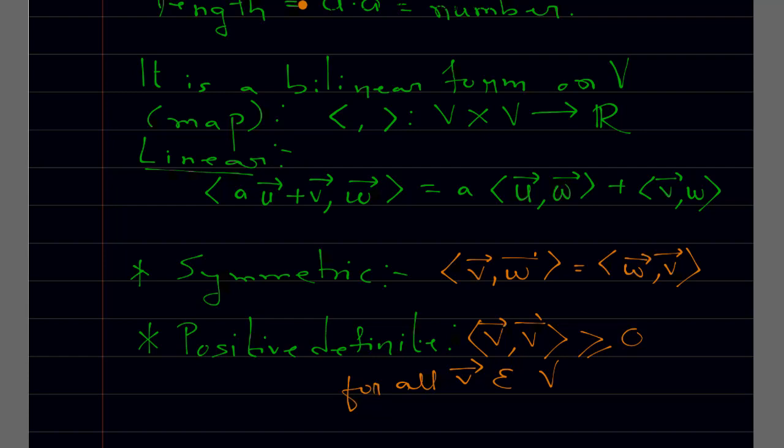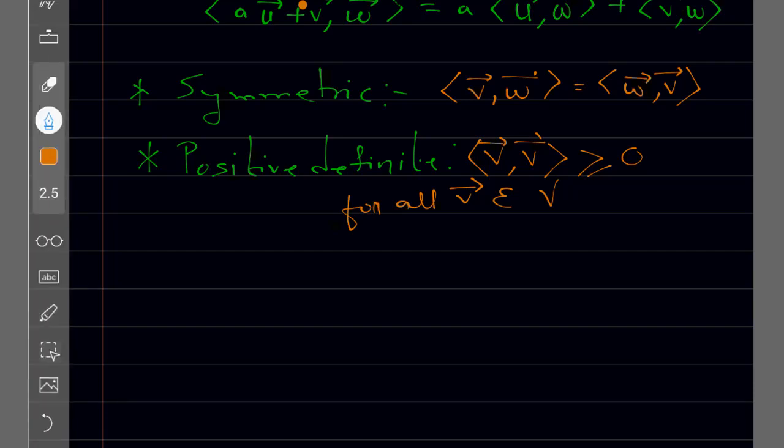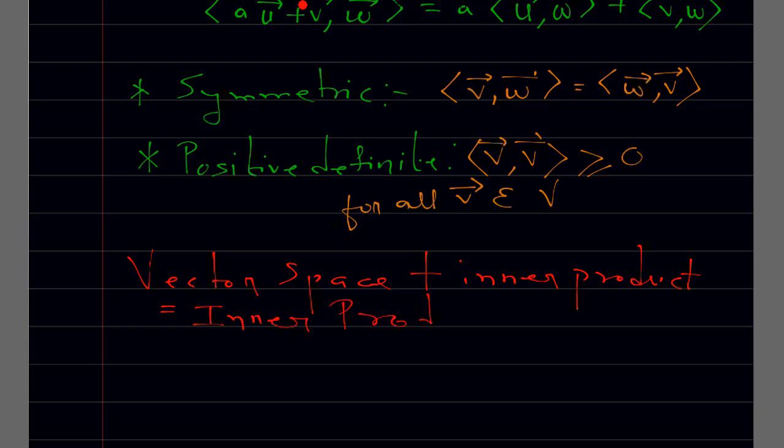Now, do all vector spaces have this property? May not be. But if a vector space is equipped with an inner product, we call it an inner product space. So let me write it. If you have a vector space which is equipped with an inner product, then such a vector space will be called an inner product space. That's it.